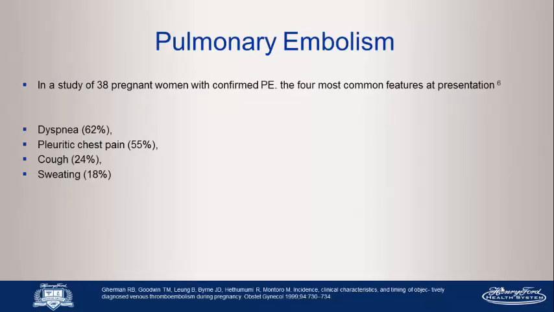What are the symptoms of PE? When do you think about PE in pregnant women? It's very difficult because they do have symptoms to begin with. They are short of breath, and they are not very different from the general population except for this part, and that's why you have to have a high level of suspicion. This is a small study, but I found it interesting. Only 38 pregnant women. They had confirmed PE by CT, and they looked at the most common features of presentation. Most of them, as you would expect, did have dyspnea. They did have pleuritic chest pain, some of them had cough, and about 18% of this population did have sweating as a presenting feature of their pulmonary embolism.